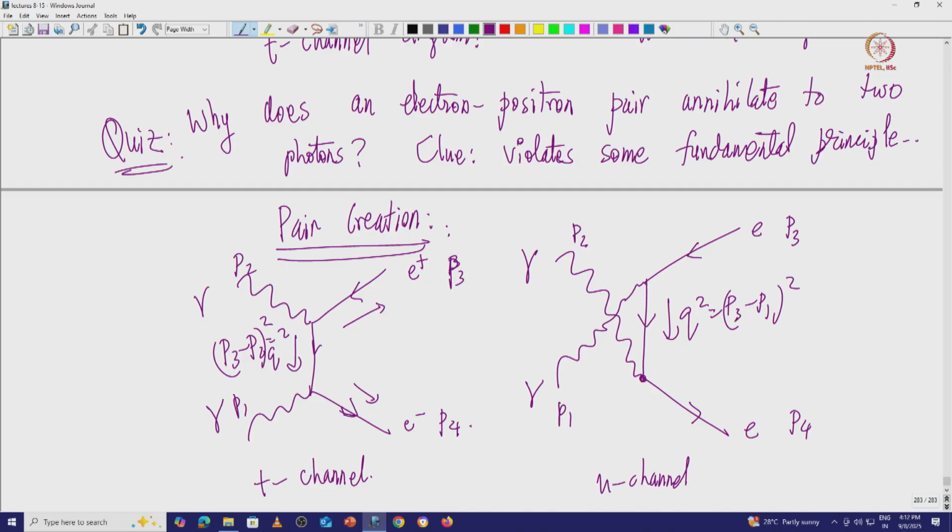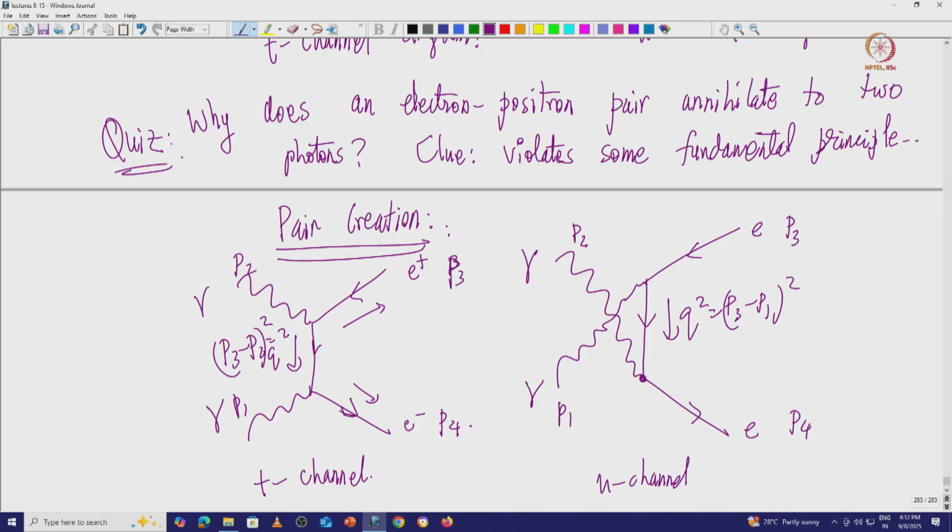Nowadays, at least one calculation you have to do by hand, and the remaining you can do on a computer using FeynCalc or any of these tools essentially. But one calculation, it is better to do by hand.